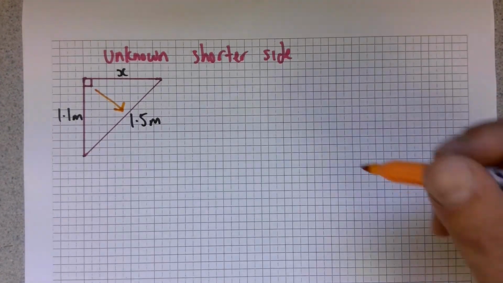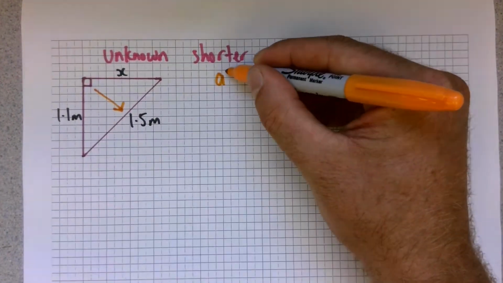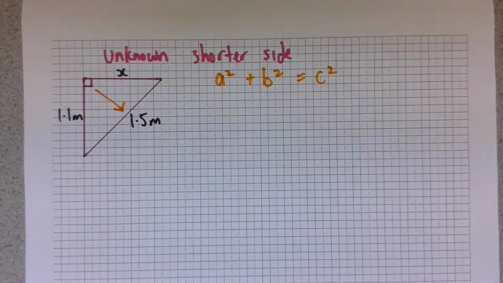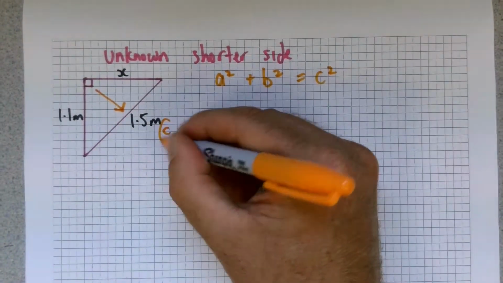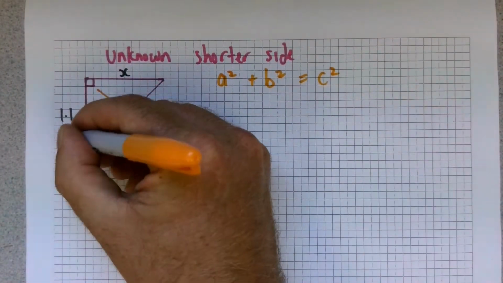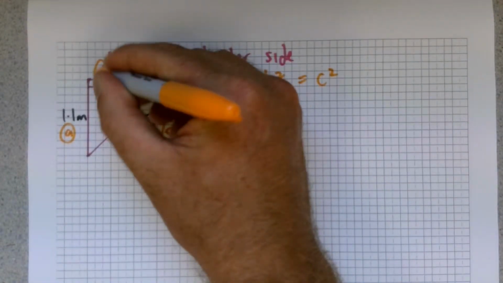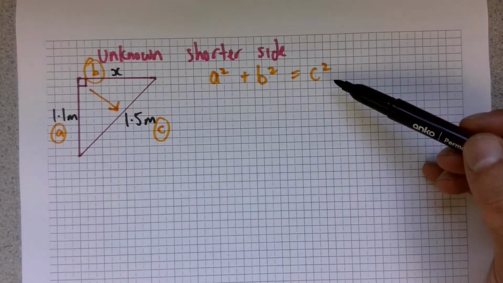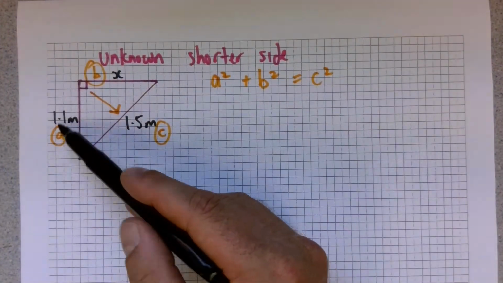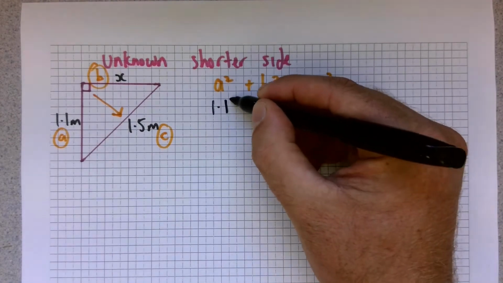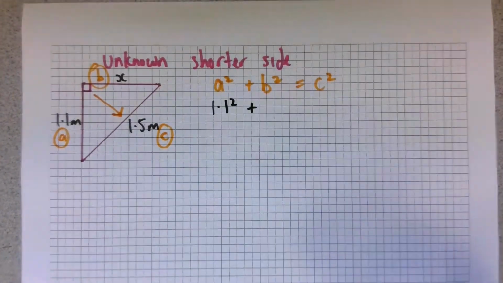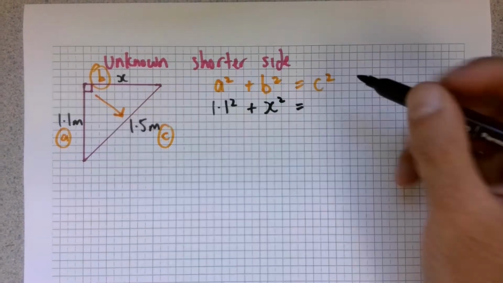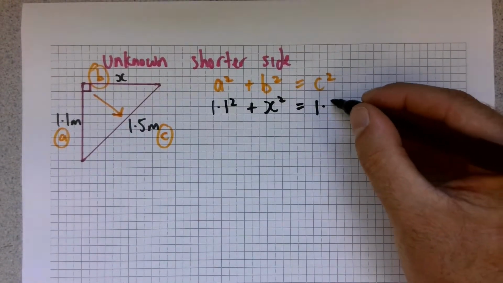But let's start by writing Pythagoras' theorem, which is a squared plus b squared is equal to c squared. And then label our triangle. Hypotenuse is always c. A and b, doesn't really matter at this stage. Let's call that a, let's call that b. And then substitute our values into this equation. So instead of a, this time I'm using 1.1. Instead of b, I'm using the pronumeral x. And instead of c, I'm using 1.5.